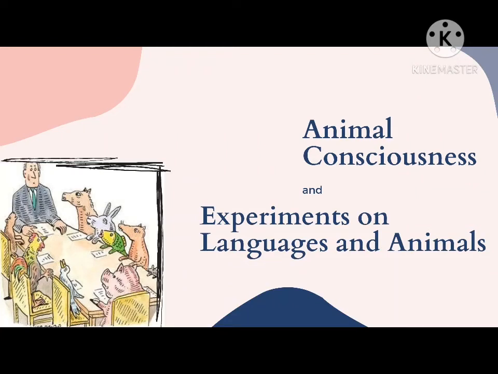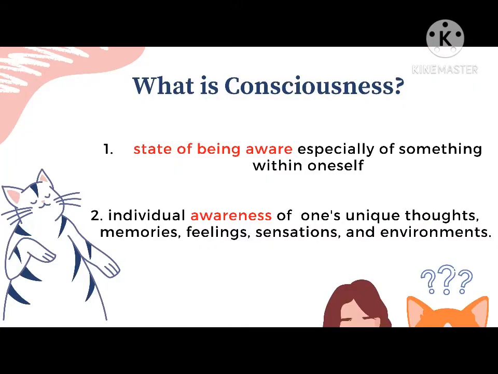For today's lesson, we will talk about animal consciousness and experiments on languages and animals. First, let us define the word consciousness. According to Merriam-Webster, consciousness is the state of being aware, especially of something within oneself, meaning it is the individual awareness of one's unique thoughts, memories, feelings, sensations, and environments.